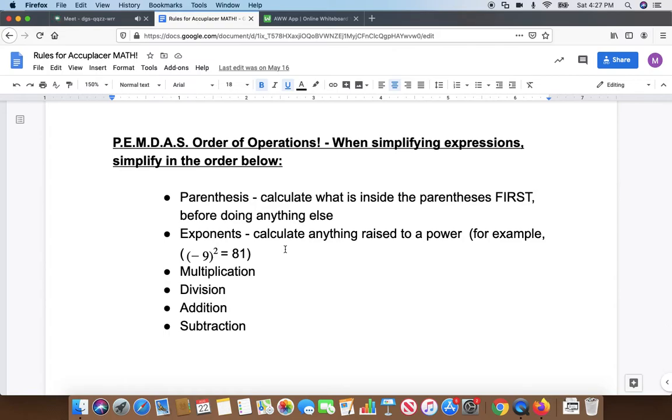PEMDAS is the order with which you need to simplify expressions. It's an acronym. The P stands for parentheses, E is exponents, M is multiplication, D is division, then addition and subtraction. So you've got to go in that order. If you do some calculation outside that order, you're going to mess everything up. So make sure we're following that order.